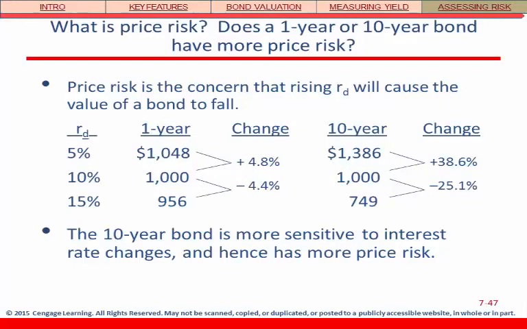So which type of bond do you think would have more price risk, a 1-year or a 10-year bond? Well, right here you can see that the changes for a 1-year bond, it's not as big of a deal as the changes for a 10-year bond. So a 10-year bond is definitely going to be more sensitive to interest rate changes and hence has more price risk. Makes sense, and we've talked about a couple of different reasons why long-term bonds can sometimes be riskier than short-term bonds, and one of those reasons is price risk.